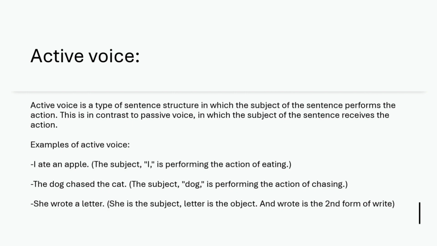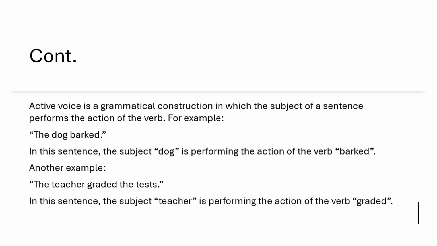Another example we have is, she wrote a letter. So she is the subject, letter is the object, and writing something is the action. Wrote is the second form of the verb. Active voice is a grammatical construction in which the subject of a sentence performs the action of the verb. For example, the dog barked. The subject dog is performing the action of the verb barked. Another example is, the teacher graded the tests. In this sentence, the teacher is performing an action which is the verb graded, like the teacher marked the tests.